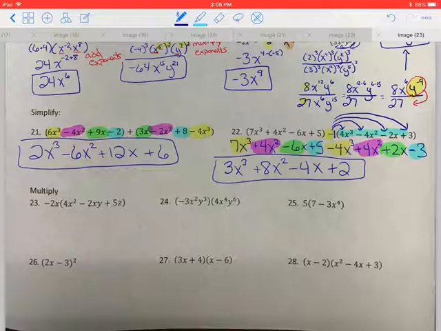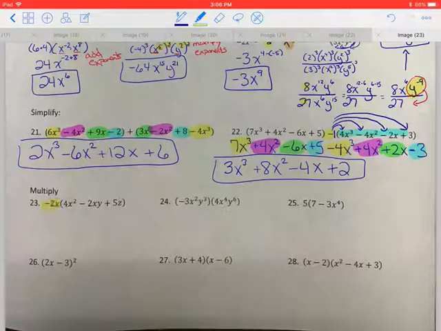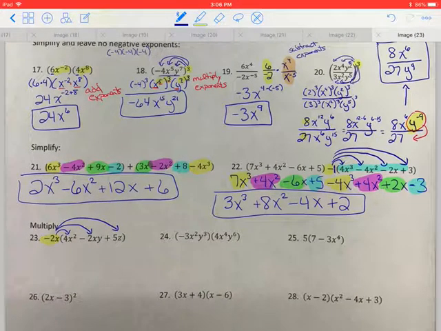All right, so now we're going to look at distribution a little bit more. So on number 23, we have this negative 2x, and we're going to distribute or multiply it to each piece inside the parentheses. So each of these is going to be a lot like what we did on number 17, except we're going to do this over and over. So for our first two, I look at the coefficients and I say negative 2 times 4 is negative 8. And then for the x's, I'm going to add those exponents. This is x to the first times x squared, so that's x to the third.